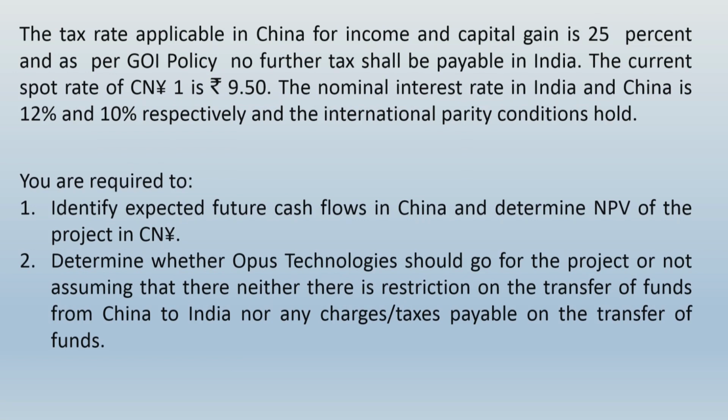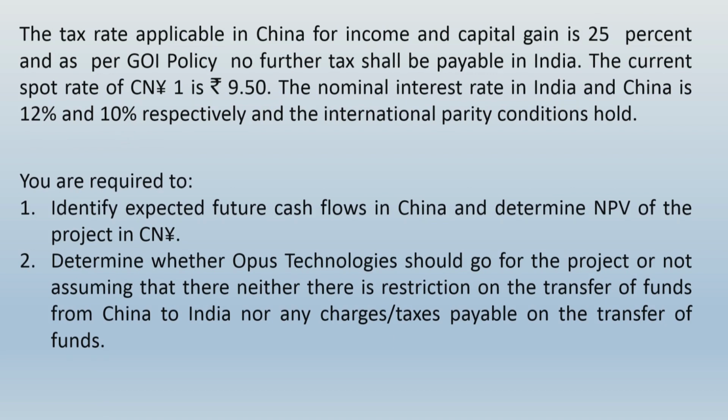The current spot rate of Chinese yuan 1 is rupees 9.5. The nominal interest rate in India and China is 12% and 10% respectively, and the international parity conditions hold. That means you are going to apply the purchasing power parity definitely over here, and these cash flows can be discounted at nominal interest rate. Nominal interest rate means these are directly given as the money interest rate or money discounting rate. That means these are inflation adjusted discounting rates.